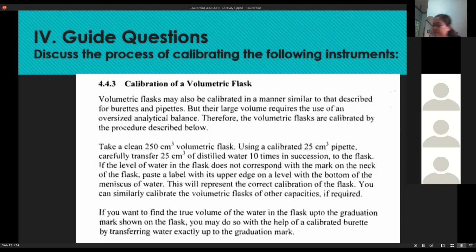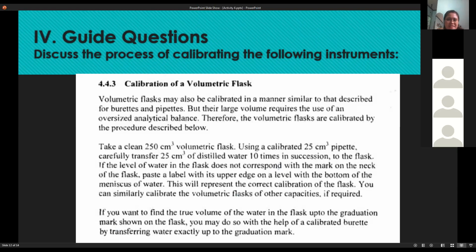If you want to find the true volume of the water in the flask up to the graduated mark shown on the flask, you may do so with the help of the calibrated burette by transferring the water exactly up to the graduation mark.